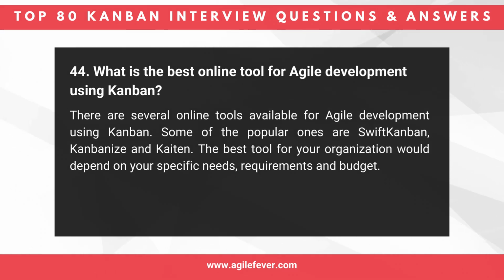Question 44. What is the best online tool for agile development using Kanban? There are several online tools available for agile development using Kanban. Some of the popular ones are Swift Kanban, Kanbanize, and Kaizen. The best tool for your organization would depend on your specific needs, requirements, and budget.